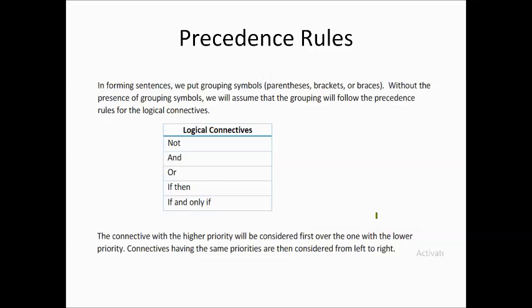So precedence rules. In forming sentences, we put grouping symbols. You can use the parentheses, the brackets, or the braces. Without the presence of grouping symbols, we will assume that the grouping follows precedence rules for logical connectives. So remember, these are the basic logical connectives. We have the not, the and, the or, the if then, and the if and only if.